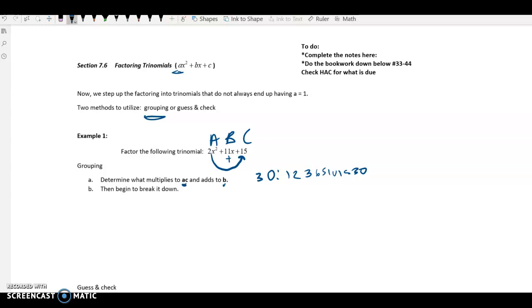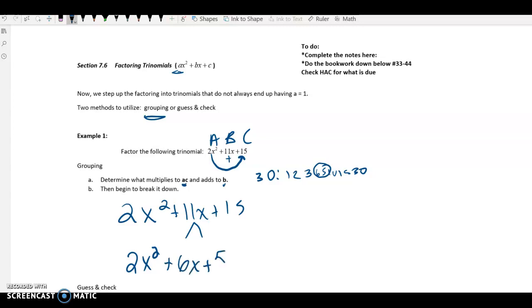So what we're going to do is begin to break it down. I'm going to leave my first term, 2x squared, okay? Then I'm breaking down this 11x into two different numbers. So I'm breaking it down to 6x plus 5x, okay, because 6x plus 5x gave me that 11x, and plus 15. Bringing that guy down.